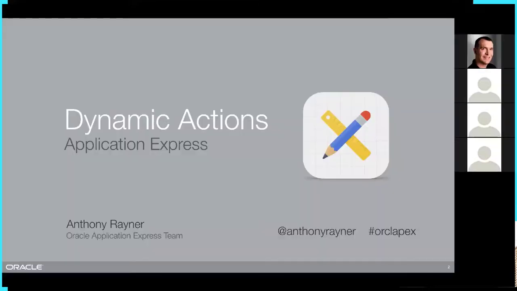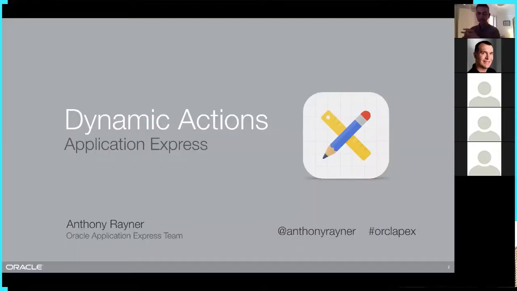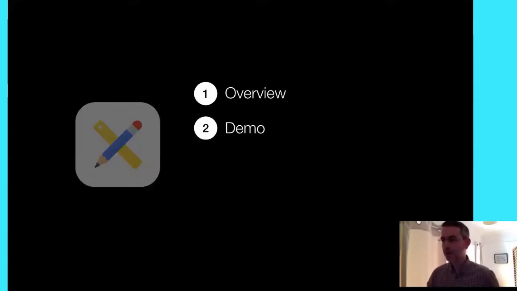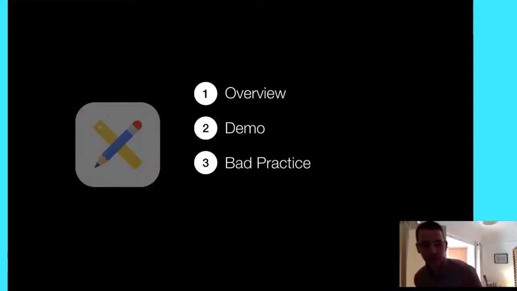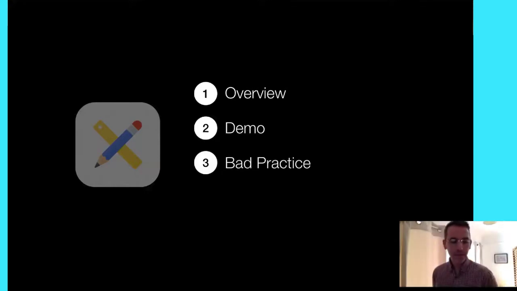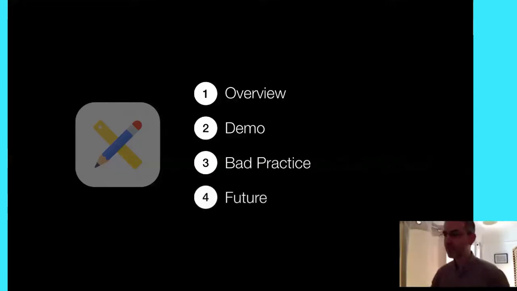So, dynamic actions. We're going to give you a quick overview of what they are, their structure, and what they can do. We're going to go into some demos for about 20-25 minutes. Then we're going to look at some bad practice examples. These are things that have come up over the years, where life can be a bit more tricky than it should be. So just a few things to steer clear of, and also the future direction as discussed.